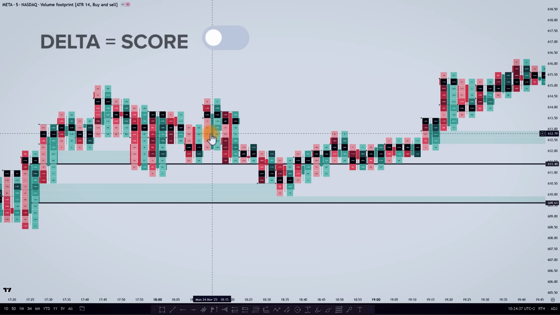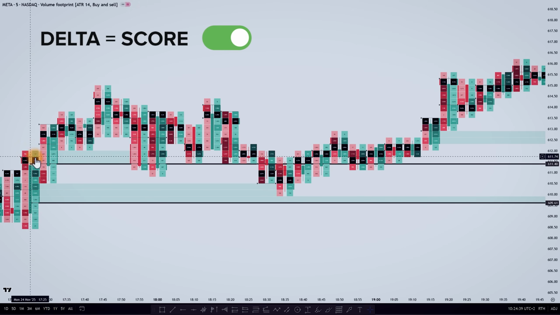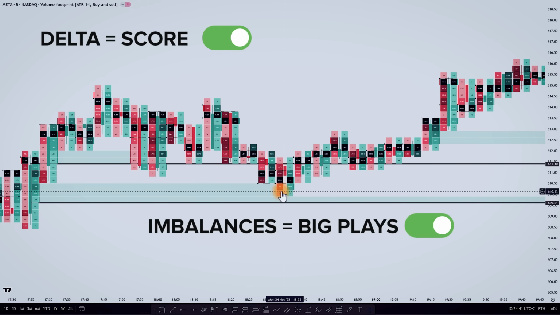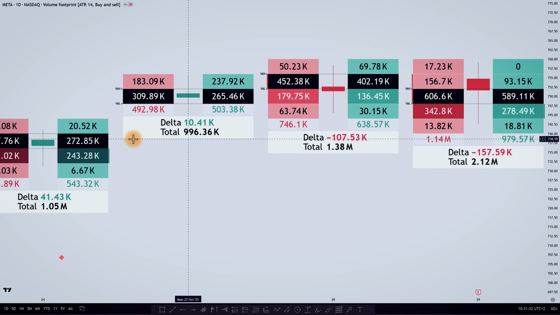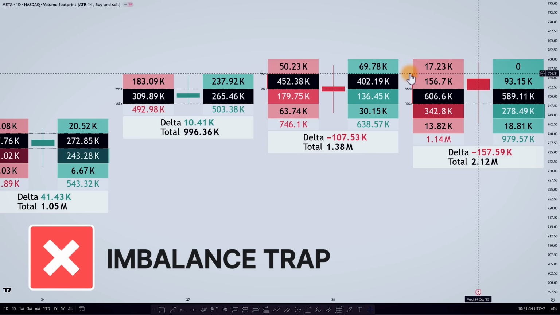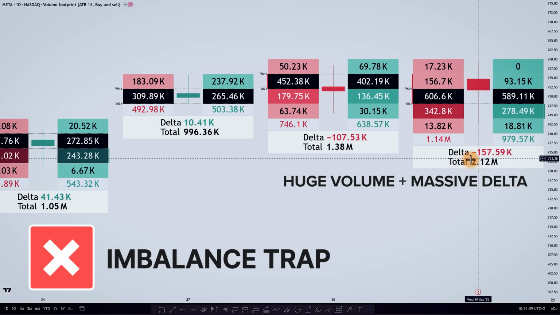See how this builds? Delta tells you the score. Imbalances tell you where the big plays happened. You're layering a system now. Okay, so imbalances show you aggression. But here's a trap that catches even experienced traders. Sometimes there's huge volume at a level, massive delta, but price goes nowhere.